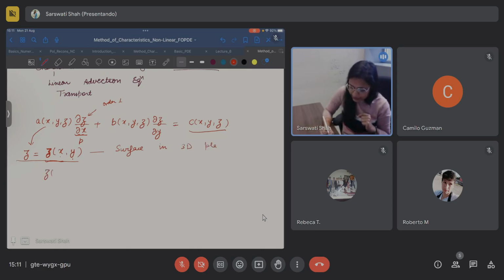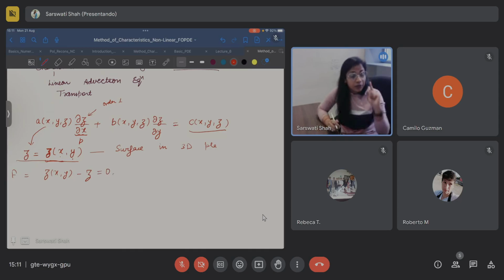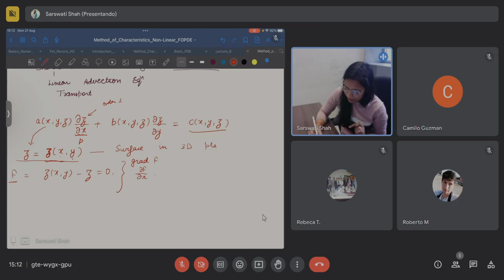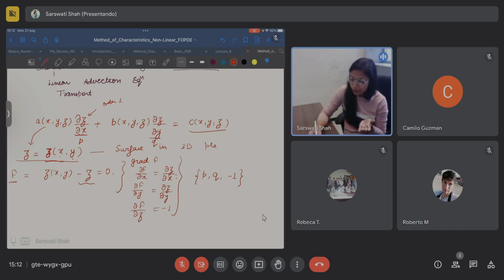Now we can also write z as a function of x comma y, minus z, say some function f that equals z. We know that the gradient of any function f represents the normal to that surface, that hypersurface you are taking. So since this is a surface, what will be the gradient? Gradient of f: del f over del x is nothing but del z over del x. Del f over del y is nothing but del z over del y. Del f over del z is nothing but minus 1. I also denote the first by p, and this is q. So p comma q comma minus 1 is going to be normal to this surface.